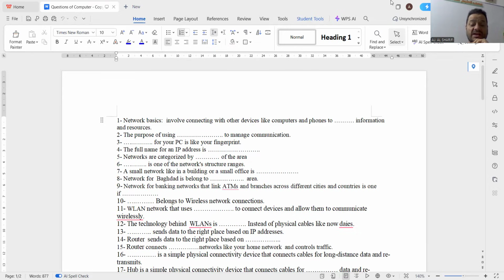What is like your fingerprint in your PC? What is the full name, the full text of IP?